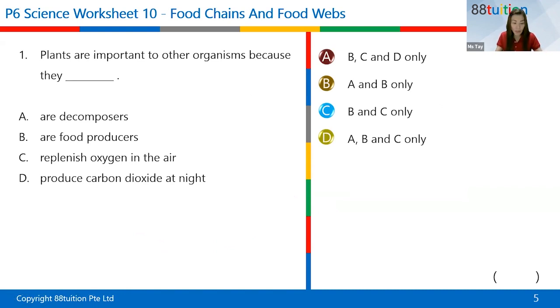Now, so we can start. Okay, let's look at the first question. Plants are important to other organisms because, okay, why are the plants important? Is it because they are decomposers? Do you think plants are decomposers? Nabil?